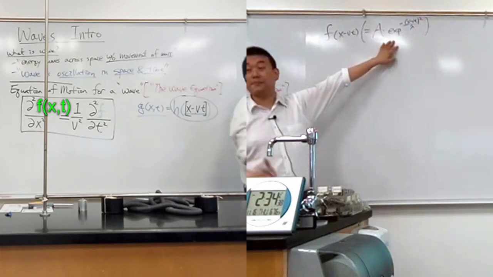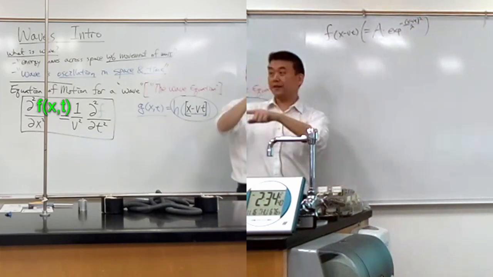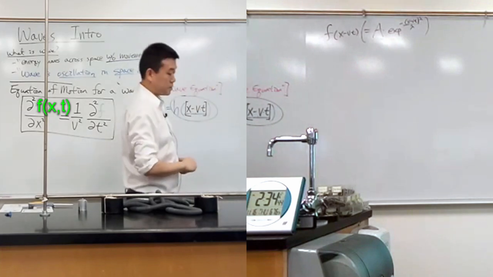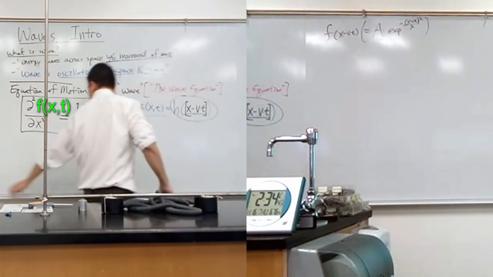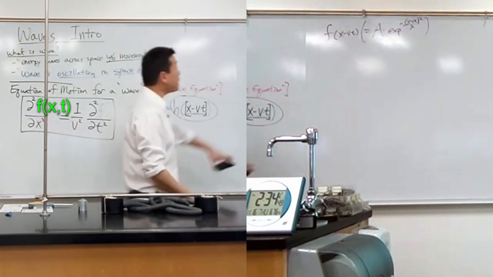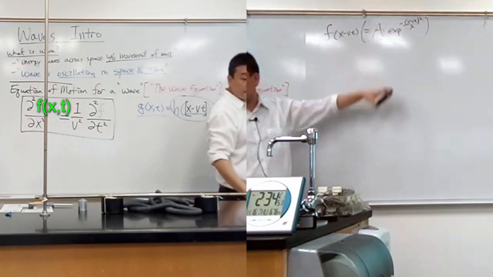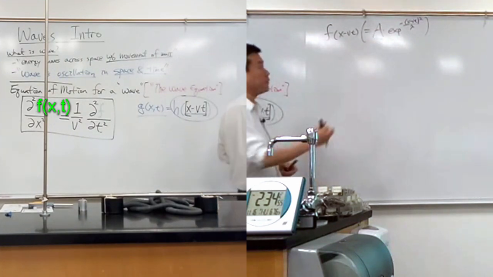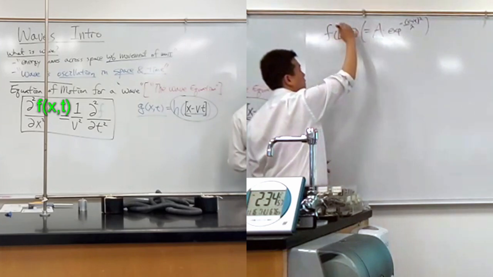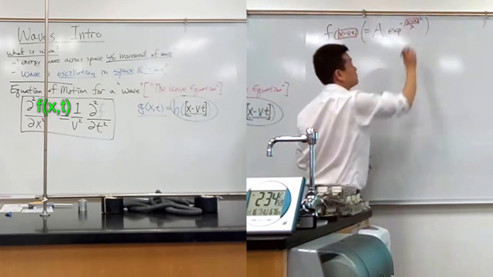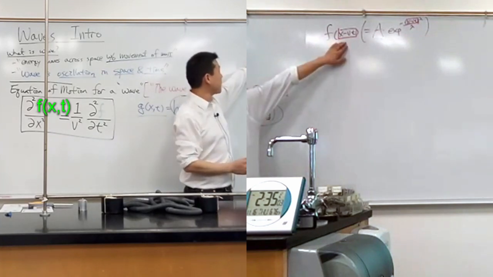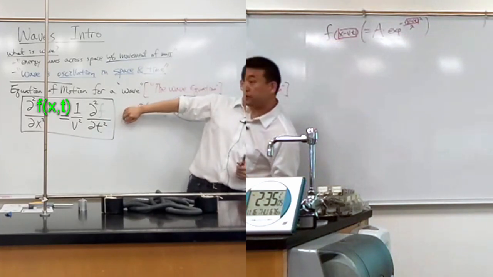This is something that you can actually plot on Wolfram Alpha, and you'll see a little bump that moves across. So something like that, or some complicated function, where the only constraint is that wherever you have the variables, they have to be organized together in this way. Okay? Let me prove that this satisfies the wave equation.